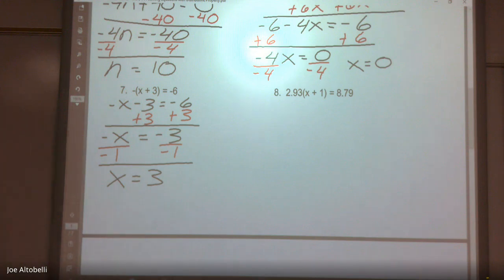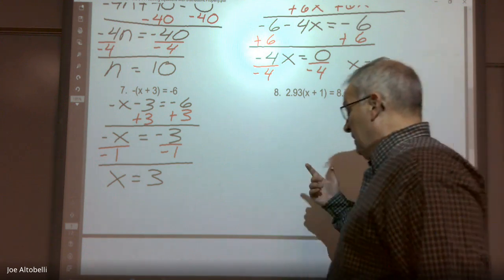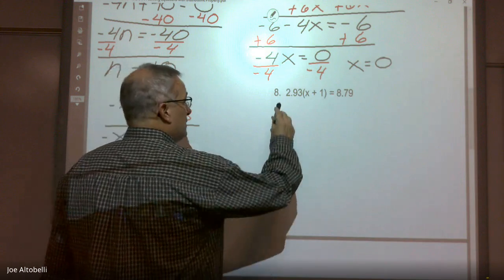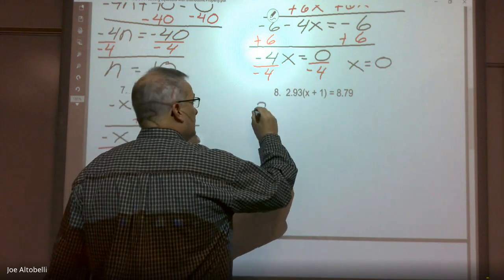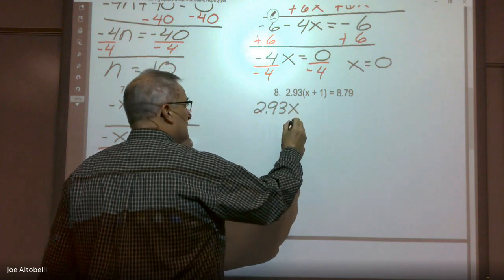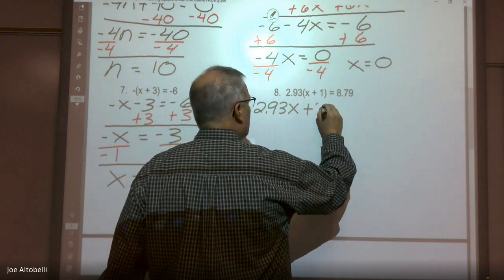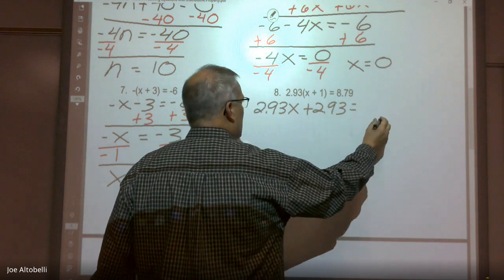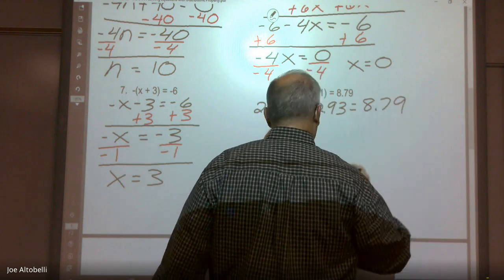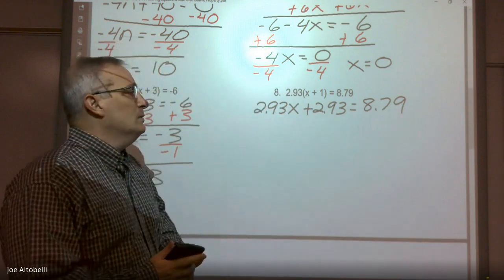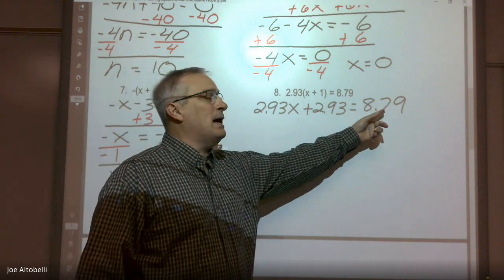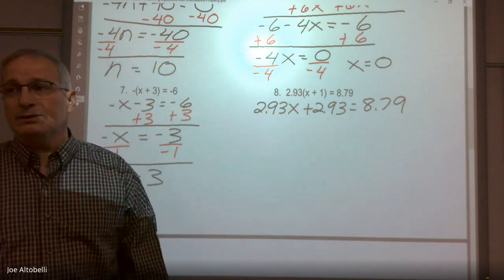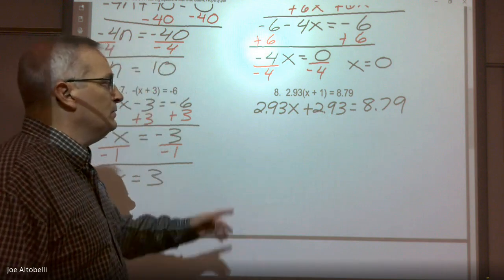Let's do one more. Of course, I had to have decimals. So if you didn't have your calculator out, hopefully you're getting it out, because you're going to need it. Or maybe you won't, I don't know. So first thing, distributive property. So we get 2.93x plus the 2.93 is equal to the 8.79. Some of you would multiply each of these by 100, so you don't have decimals. It's up to you what you want to do. I'm going to leave it like that.